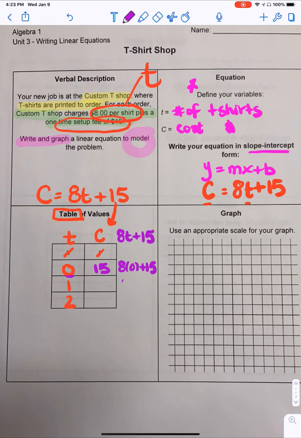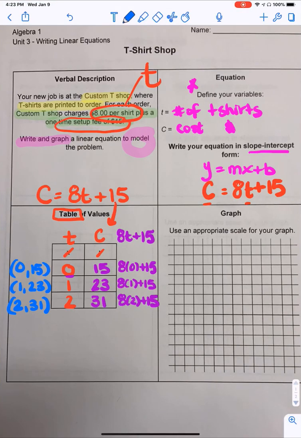If I look at the next one, it's going to be 8 parentheses 1 plus 15. So if I put that in my calculator, it's going to be 23. And the next one is going to be 8 parentheses 2 plus 15. So if I go through and plug that in, it's going to be 31. So this first one is going to give me a point of (0, 15), and then (1, 23), and (2, 31).